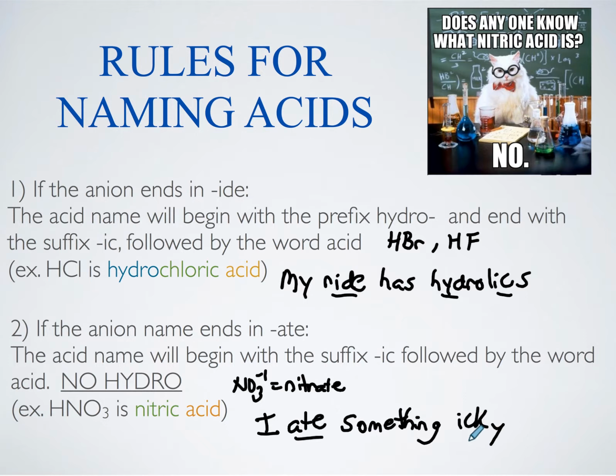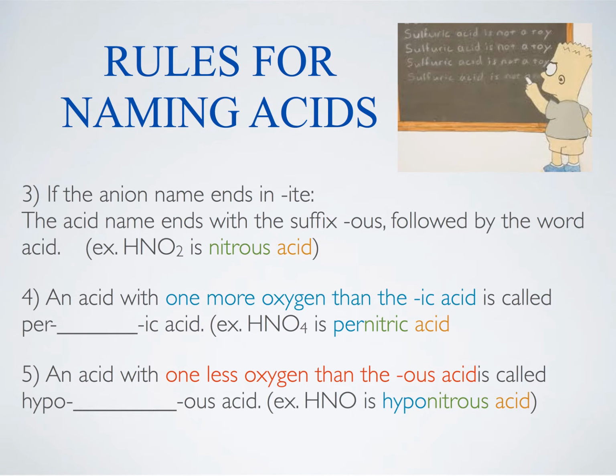So we have ATE going to IC. Our next rule deals with polyatomic ions which have an ITE ending. So nitrate is NO3, nitrite is NO2. When you have an ITE ending, you change the ending to OUS. So this would become nitrous acid. The mnemonic for this one was Sprite is delicious. So ITE to OUS ending.